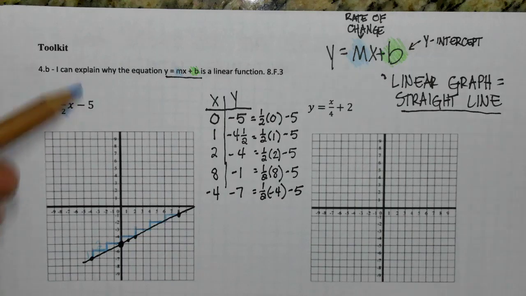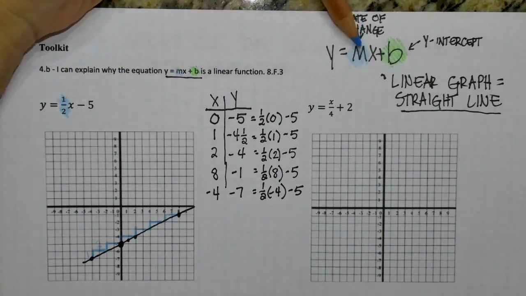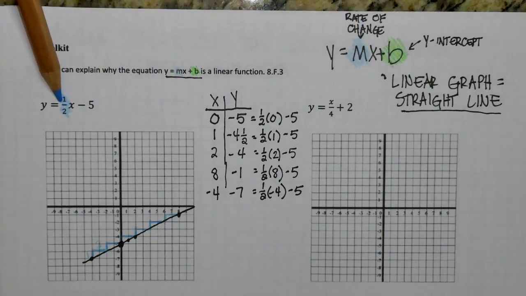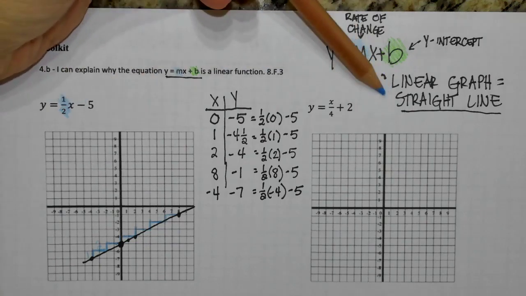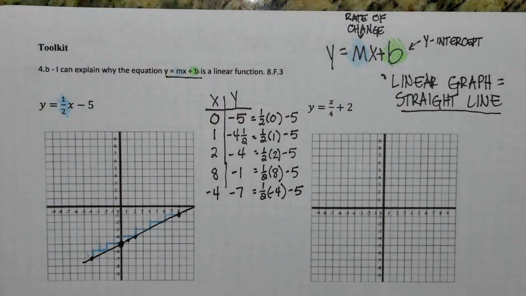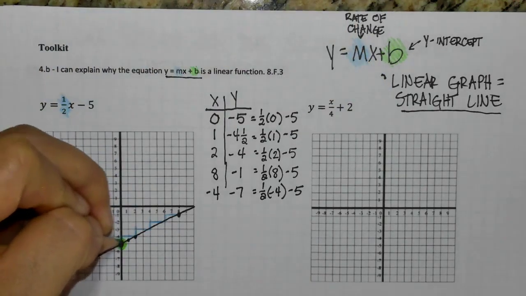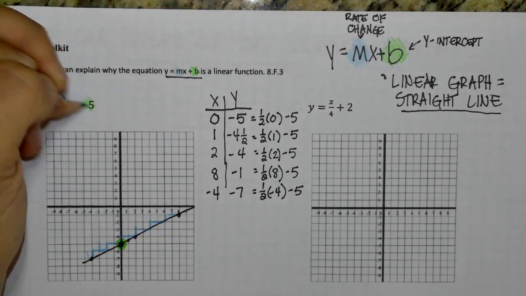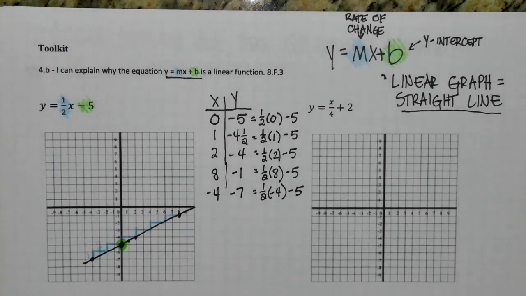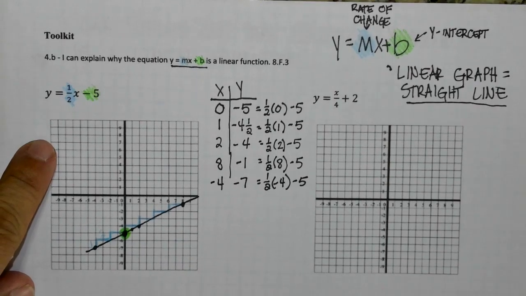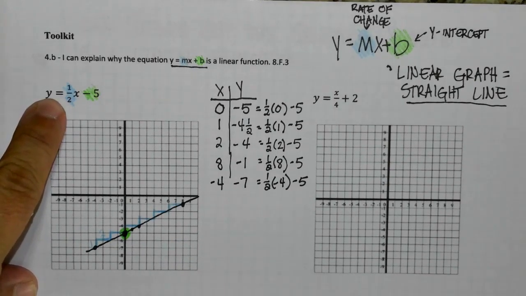There's my rate of change. It's going up at a constant 1/2 every time, making it straight. So it happens to have a y-intercept of -5, and there's that -5. Okay? So this is linear. I can explain why, because it has a constant rate of 1/2.